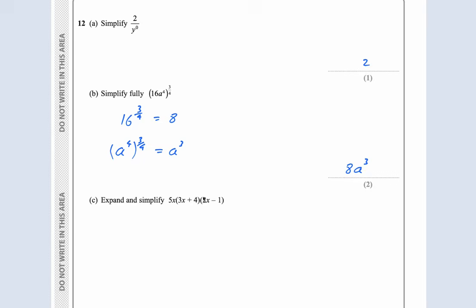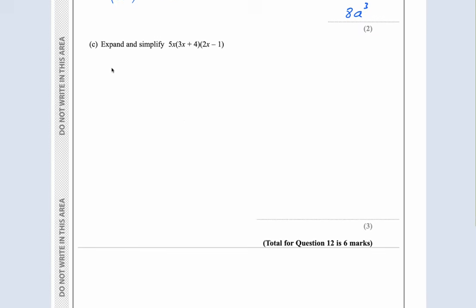Two ways to do it, guys. You can do this first and multiply by 5x, or multiply the 5x first. I think I'll do the 5x first. So 5x times 3x plus 4. This is equal to 15x squared, this times this, plus 20x. And then I multiply this by 2x minus 1.